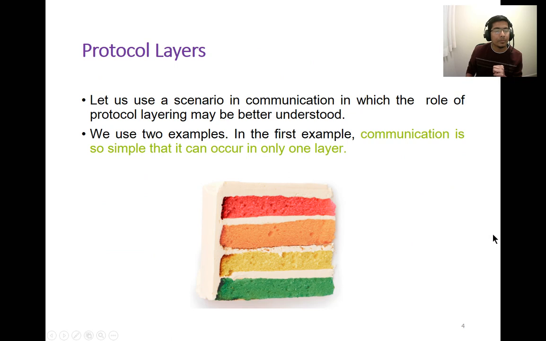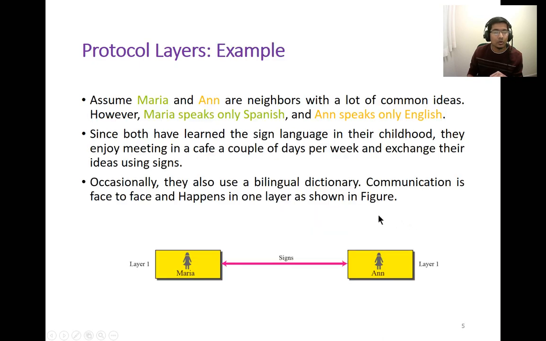Okay, let's move on. Let's talk about protocol layers. Let us use a scenario in communication in which the role of protocol layering may be better understood. We use two examples. In the first example, communication is so simple that it can occur in one layer. You can imagine a piece of cake. It has, for example, multiple layers, four layers. However, we can also have one single layer, right? As I mentioned at the beginning, an example which has a single layer.